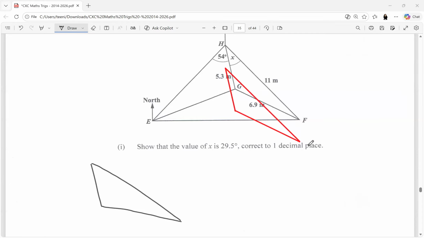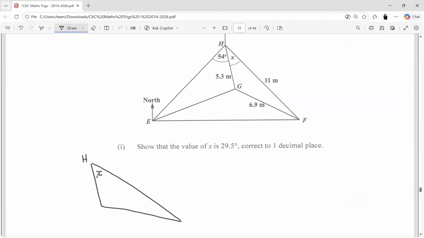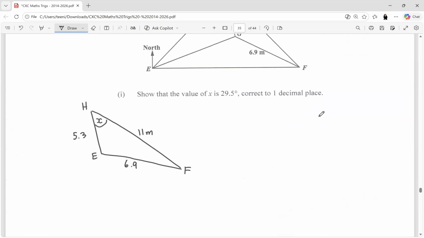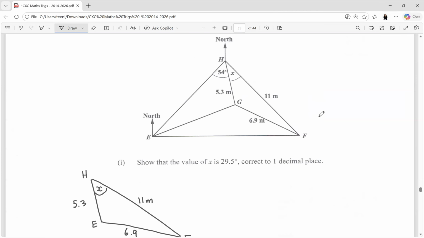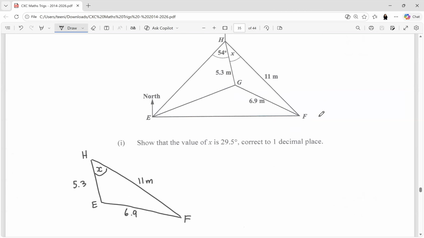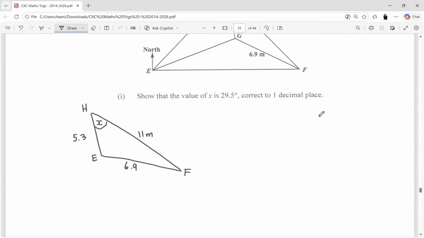Right, so let's label it. This is H. This is angle X. This is E. This is F. Here is 11 meters. Here is 5.3. And this is 6.9. So the question tells us to show that the value of X is 29.5, correct to 1 decimal place. Let's see how we do that. We already established that we need to use the cosine rule.